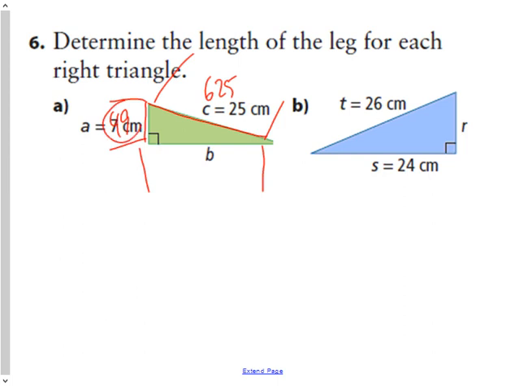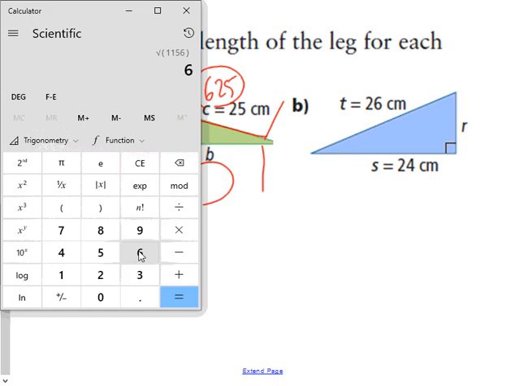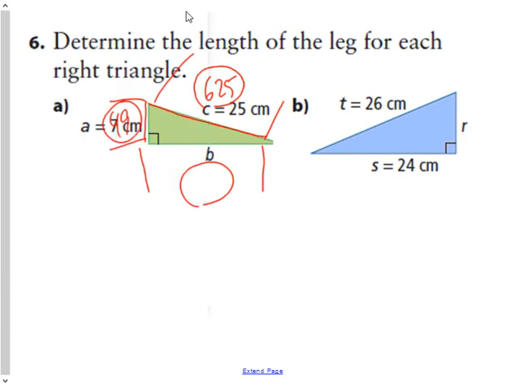And 49 plus what is 625? I'm actually going to use subtraction to figure that out. I'm going to take 625, I'm going to subtract 49, and it tells me that this square is 576.